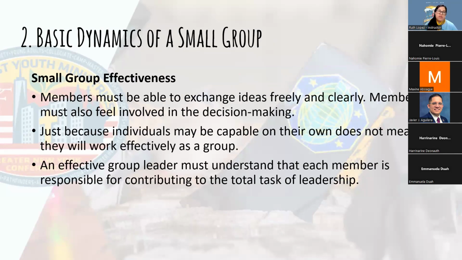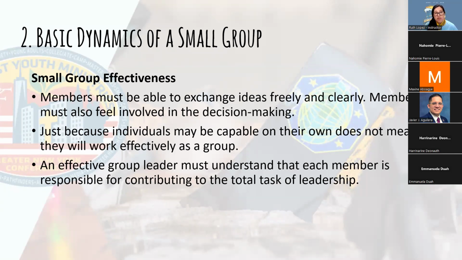The second part that we do in leadership is to know what are the basic dynamics of a small group. Small groups are very effective. You guys know we put this into effect with our outreach evangelism. Our churches have small groups. They have the Sabbath school classes, and it works. The small group works. It has been proven throughout the Bible. It has been proven through our church's history, right?